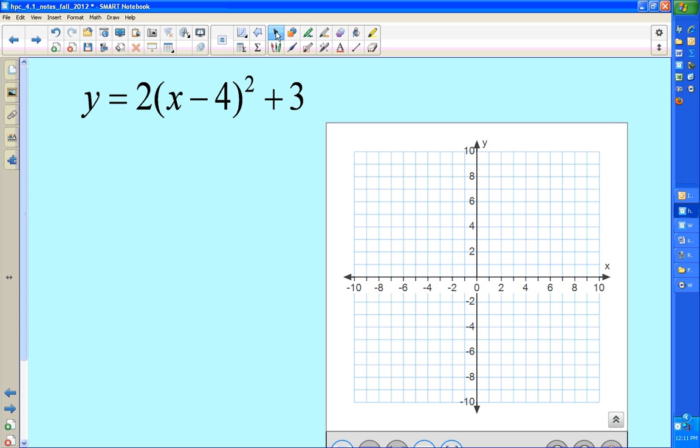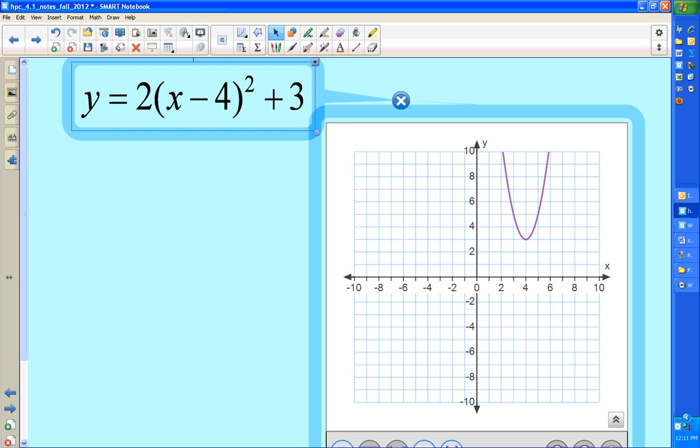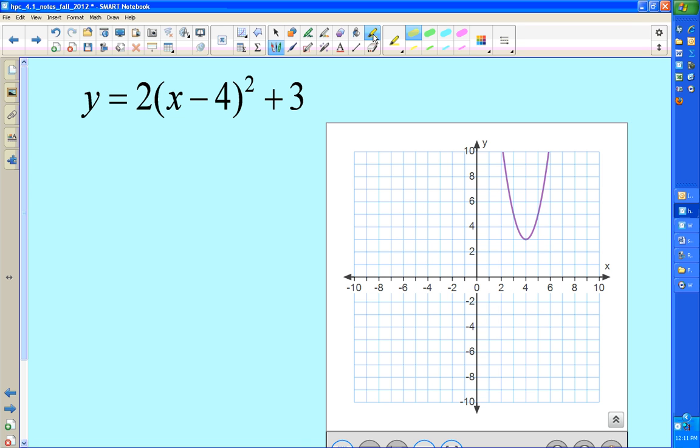Okay, so maybe we need to graph it. So let's take a look and see. If we graph this, you get this parabola. The vertex, you may remember, is going to be at (4, 3). And you can see here's my vertex right here at (4, 3). It's horseshoe up with a vertical stretch factor of 2.